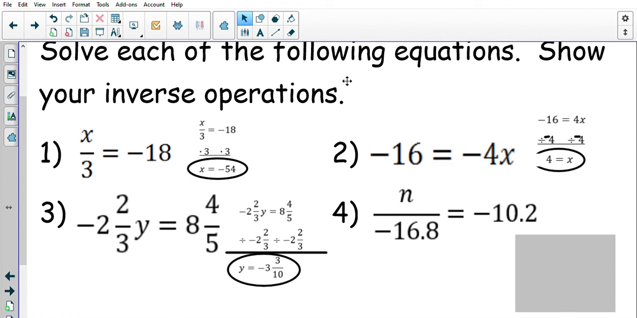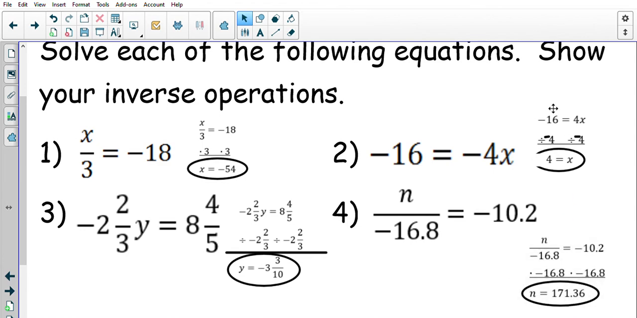All right, last one. What we're doing to the variable n here is we're dividing by -16.8. So the inverse of that is to multiply both sides by -16.8. So in your calculators, you're going to do -10.2 times -16.8, and that should get us 171.36. All right, so hopefully you did pretty well with these questions.